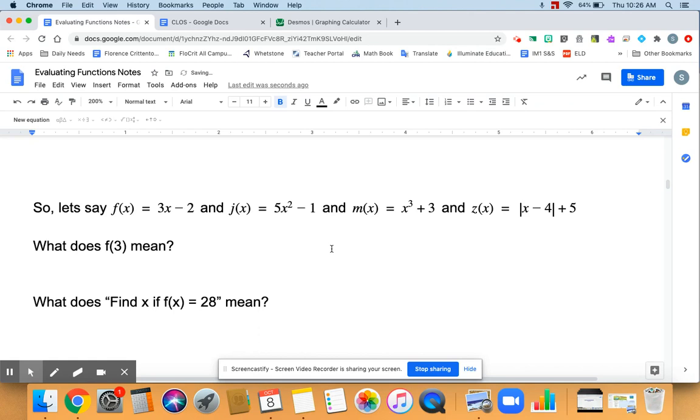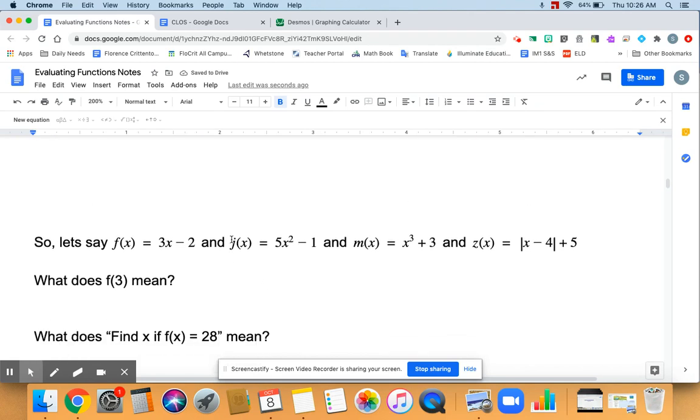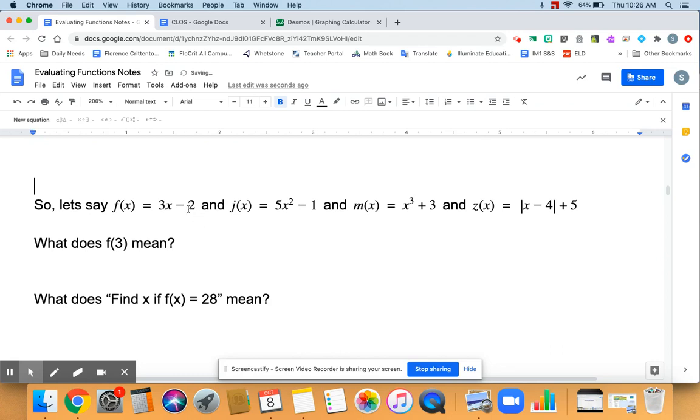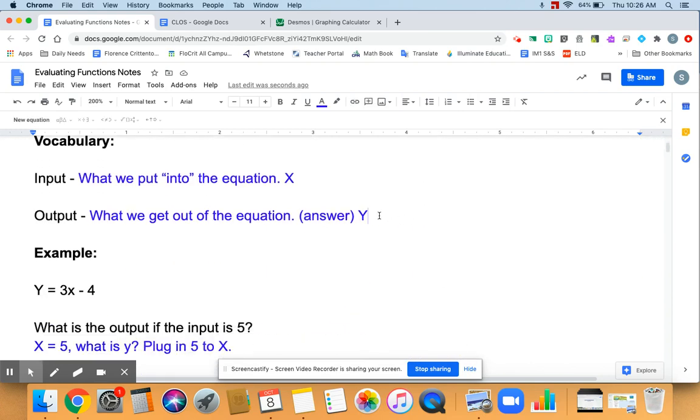So let's talk about evaluating functions. If you remember in the what is a function notes, you can take your y and replace it with f of x. And f of x also just means output. So if I scroll all the way back to the top, it says output y, it's also f of x. Because remember, they mean the same thing.